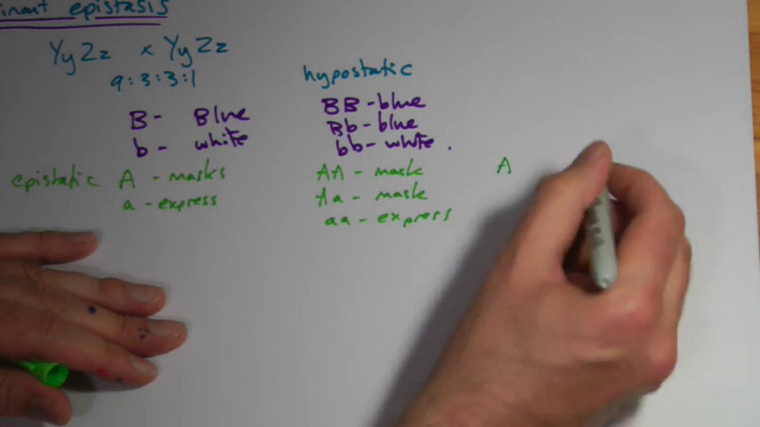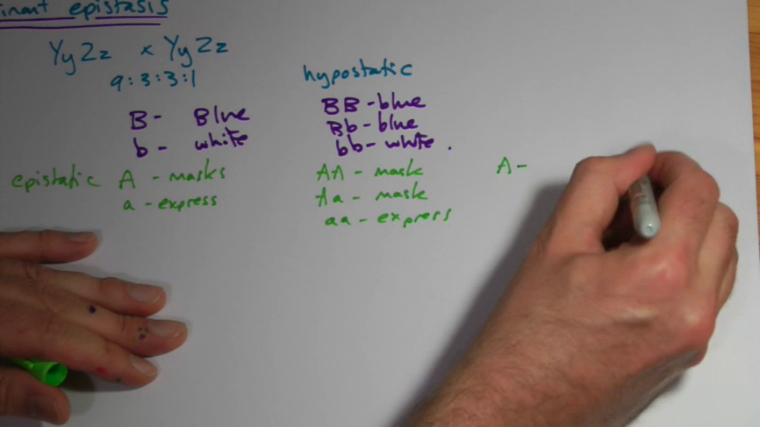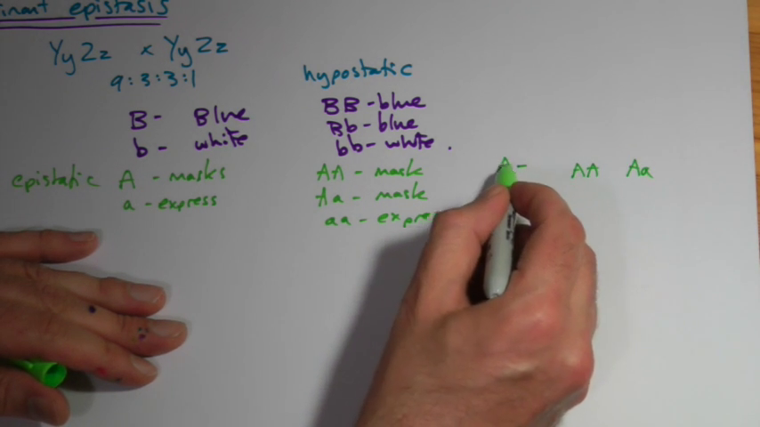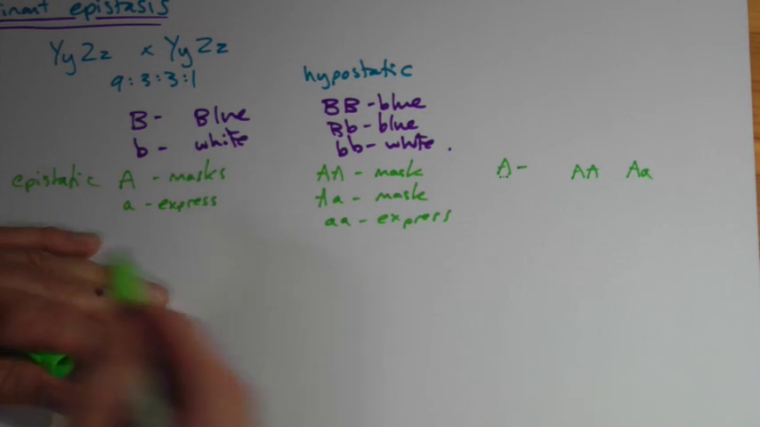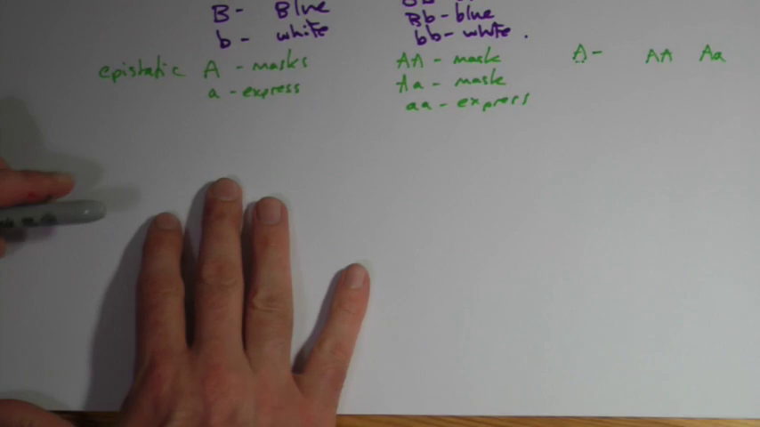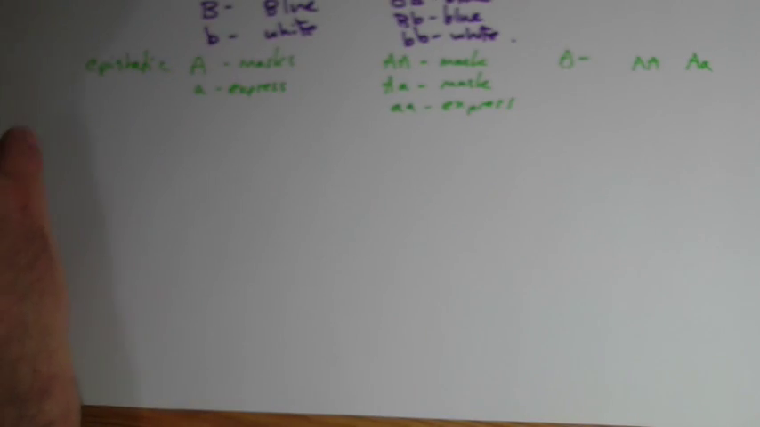Sometimes it's represented by just doing a dash. So A dash could be AA or Aa. What that's saying is it doesn't matter what comes here. It could be anything, because as soon as you've got the dominant one, that's the one that counts. Okay. So if we now try to do this as a Punnett square, we can maybe follow what's happening.